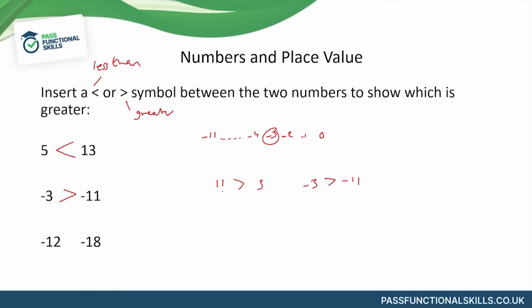Remember that when you deal with it as if they were positive numbers, it's the opposite way round. Okay, minus 12 and minus 18. Let's use this other method again, turn them into positive numbers. So 12 and 18. What is bigger, 12 or 18? Well, 18 is bigger than 12. So therefore, if we're looking at minus numbers, minus 12 and minus 18, it's the other way around. Minus 12 is bigger. So minus 12 is greater than negative 18. But feel free to do a number line.